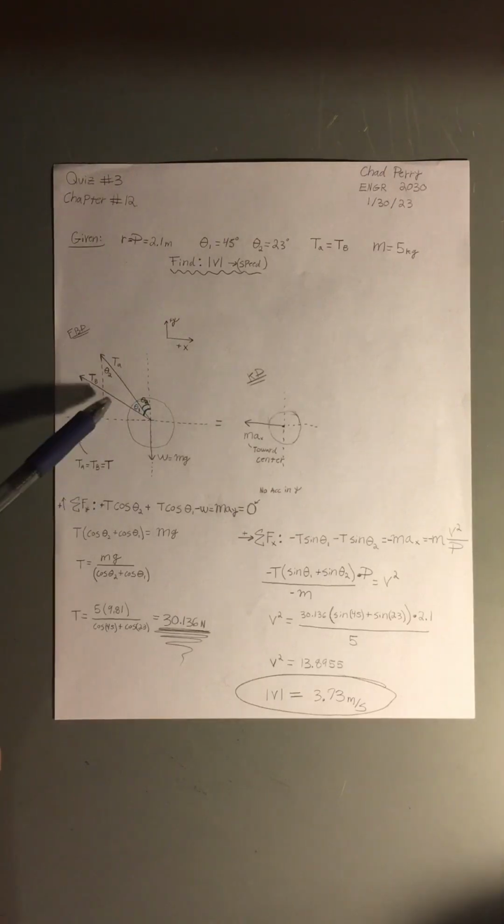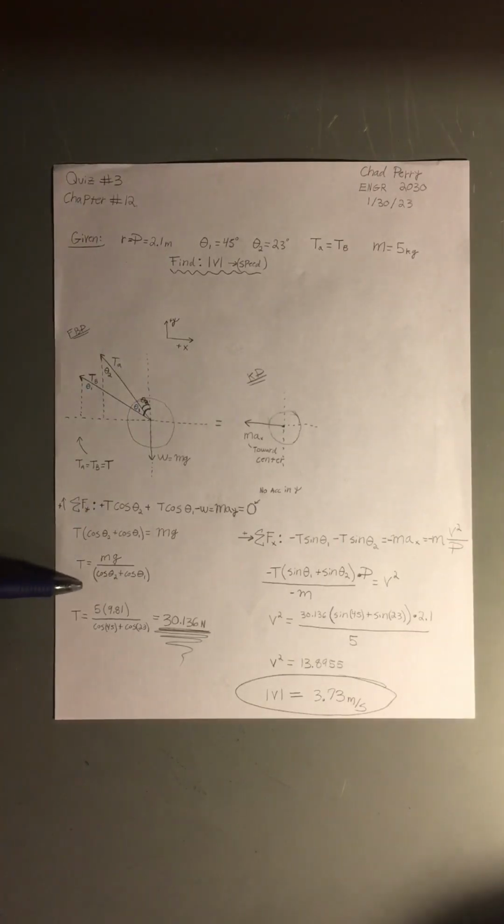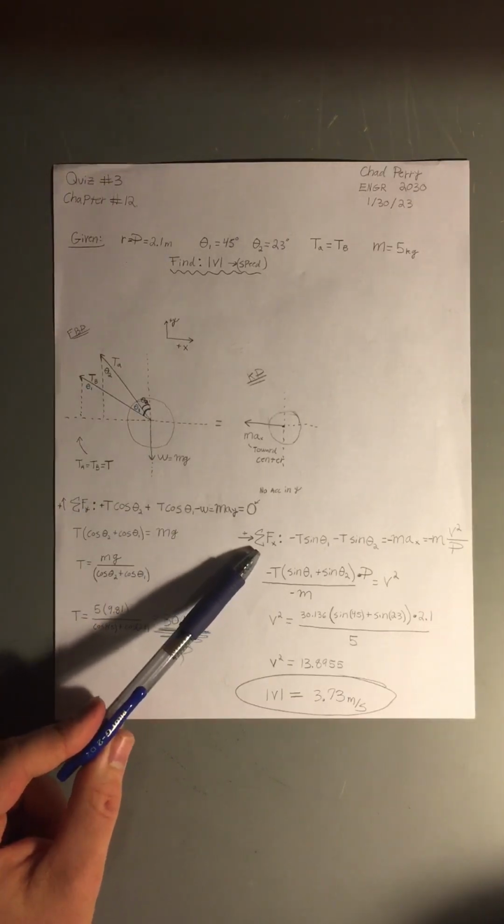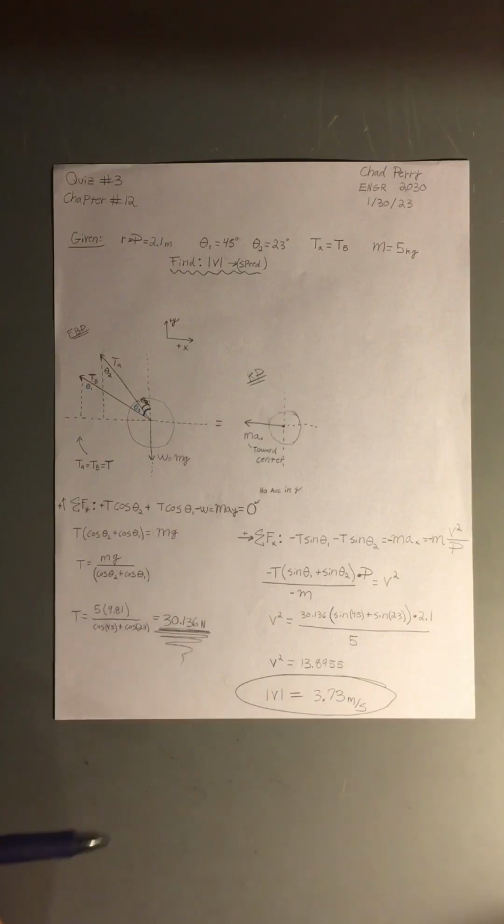We know both of the angles and the weight was given, and so what I did was take this equation and solve it for tension, and this is the equation here. And then just plugging in what was given in the problem, our angles and mass, and then plugging in gravity, we can solve to know what the tension in both of those wires is. So the tension is equal to 30.136.